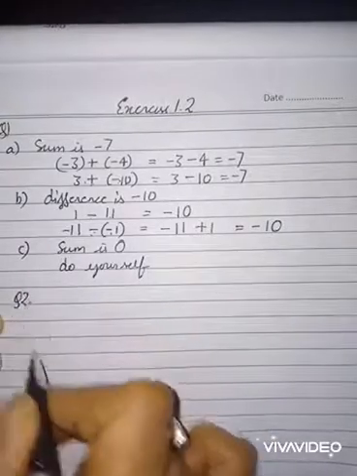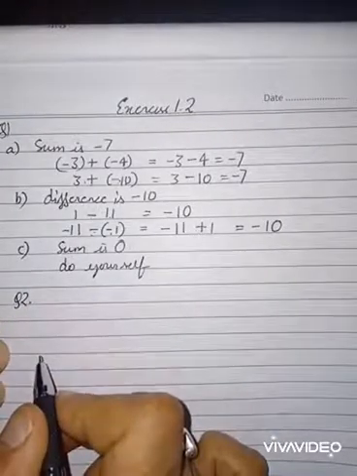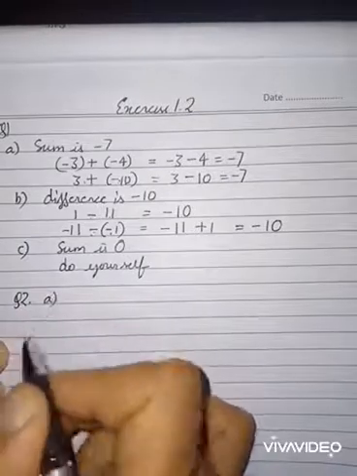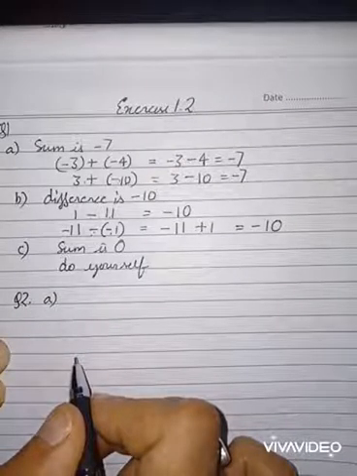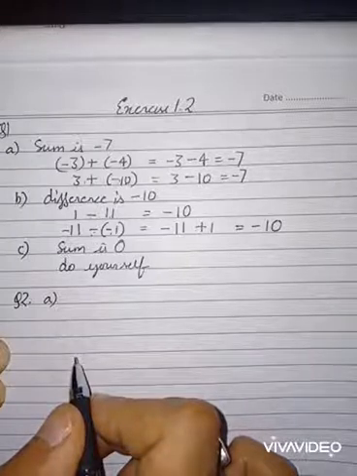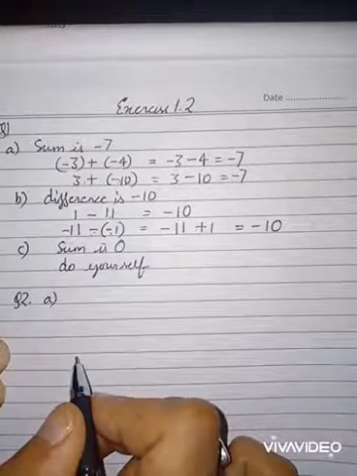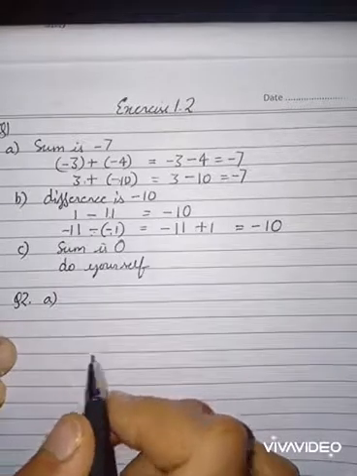Moving to question number 2. In question number 2, there are three parts, and in the first we have to write a pair of negative integers whose difference gives 8. You have to write a pair of negative integers whose difference gives 8.